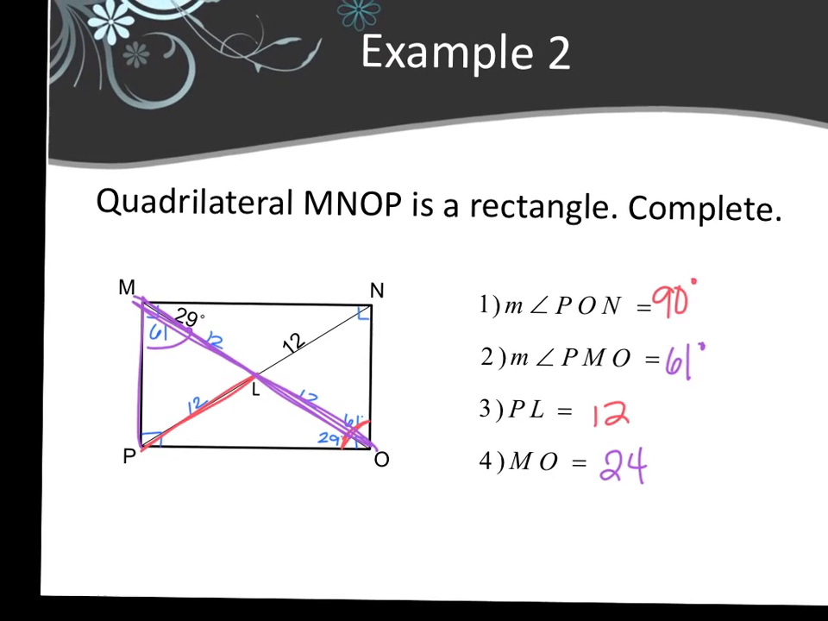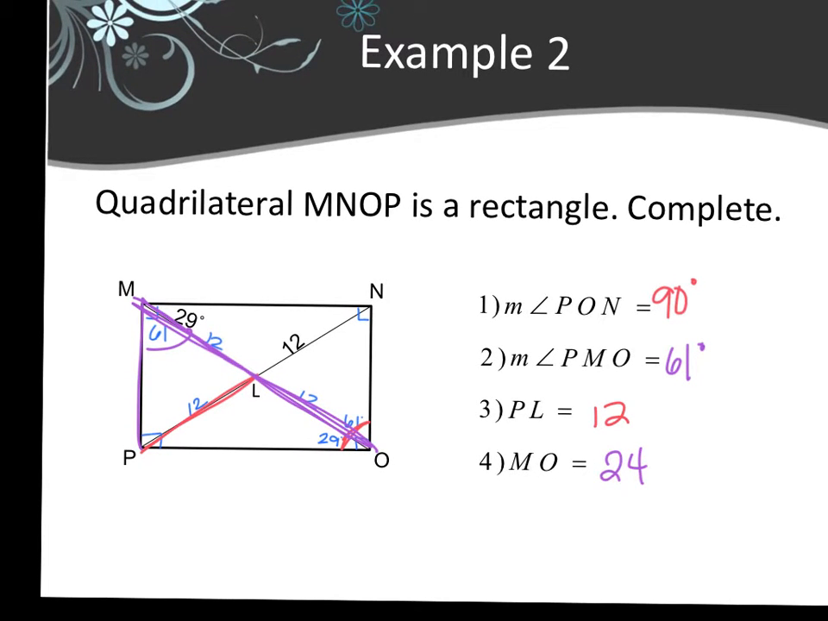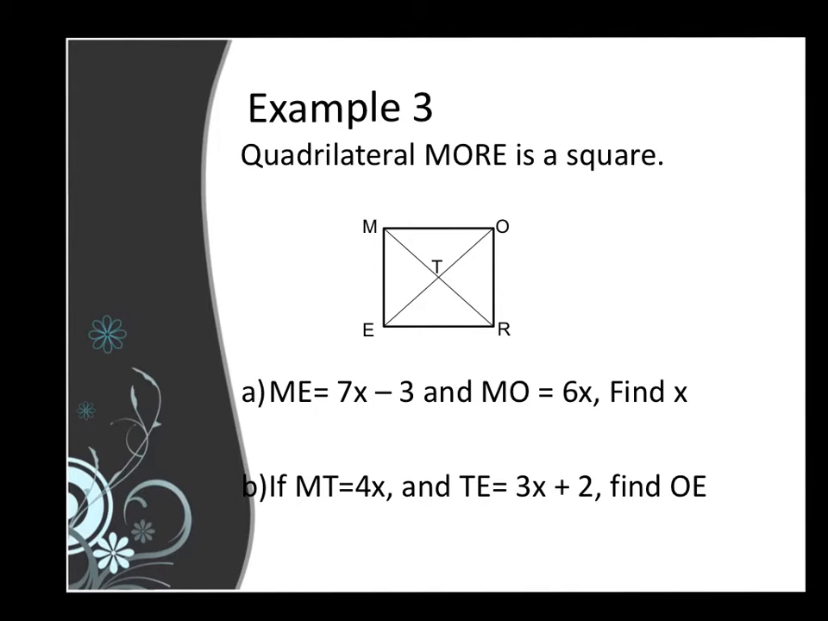Questions on any of that? Everybody still good? Okay, so now a little bit of algebra thrown in here, right? So we've got expressions instead of just numbers. And notice it's a square, so all the things you already know about rectangles and rhombuses apply. All right, so I'm going to start by labeling what I know. So ME is 7x minus 3. MO is 6x, and it wants you to find x.